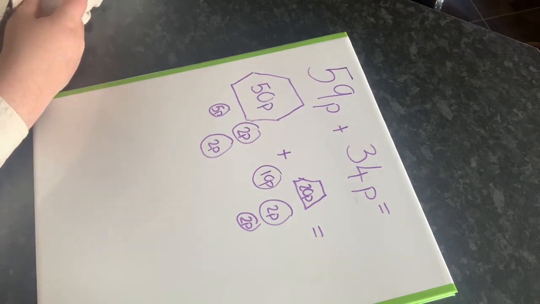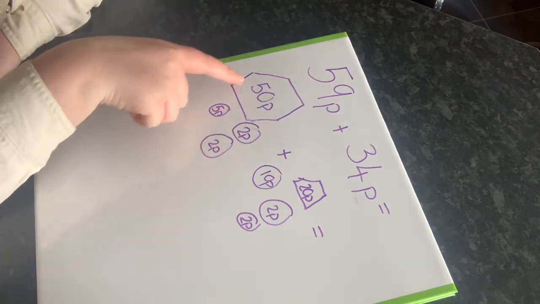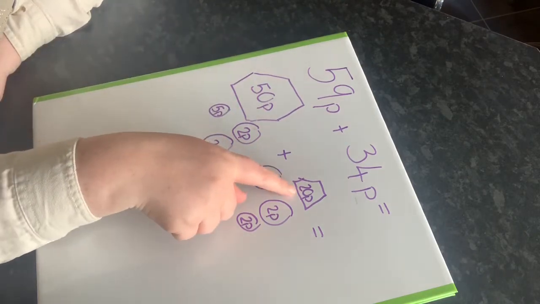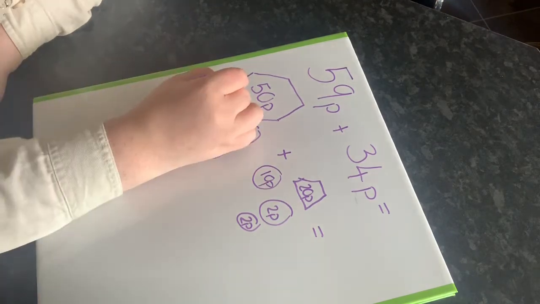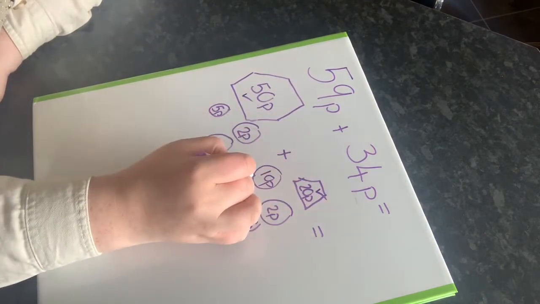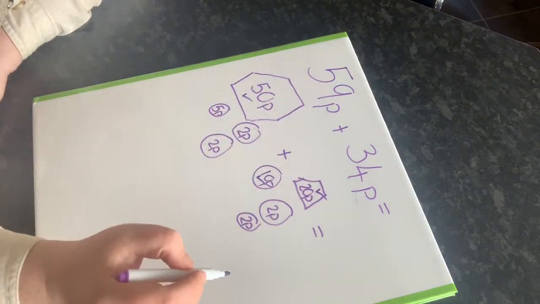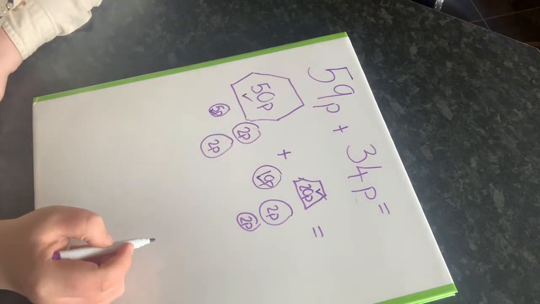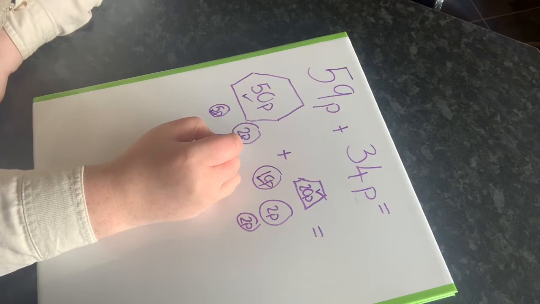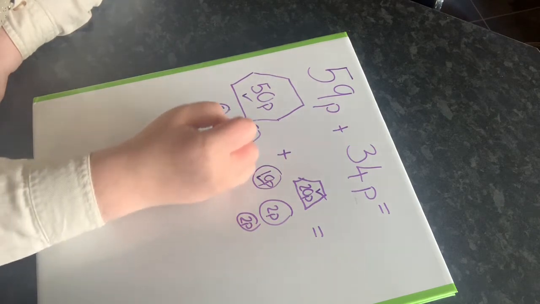So I'm going to start with the biggest amounts of coins and add them up. So 50 add 20, I know is 70. So I've added those two up. 70 and add my 10 is 80. Then I'm going to add my 5p, which is 85p. And then add these 2p's.